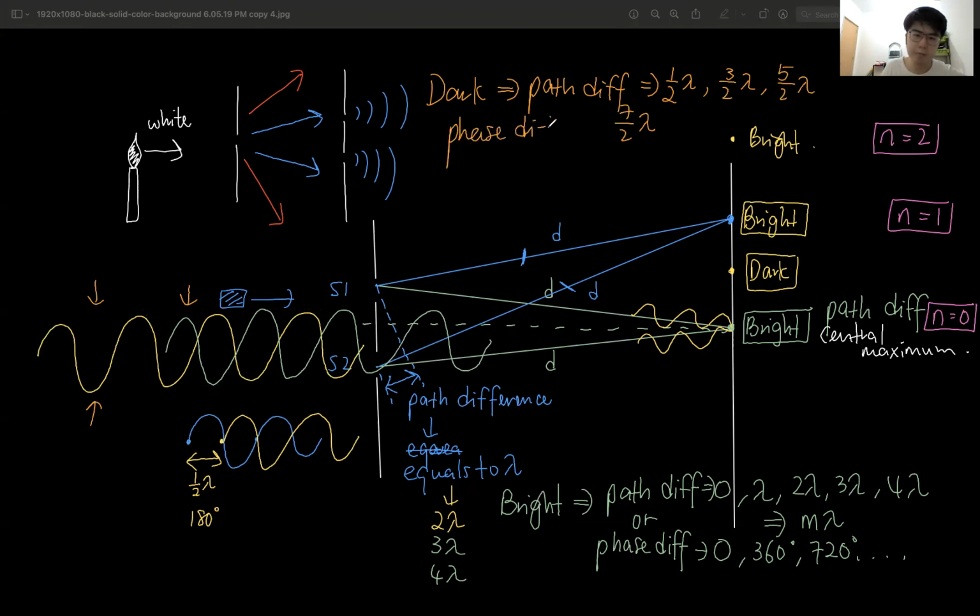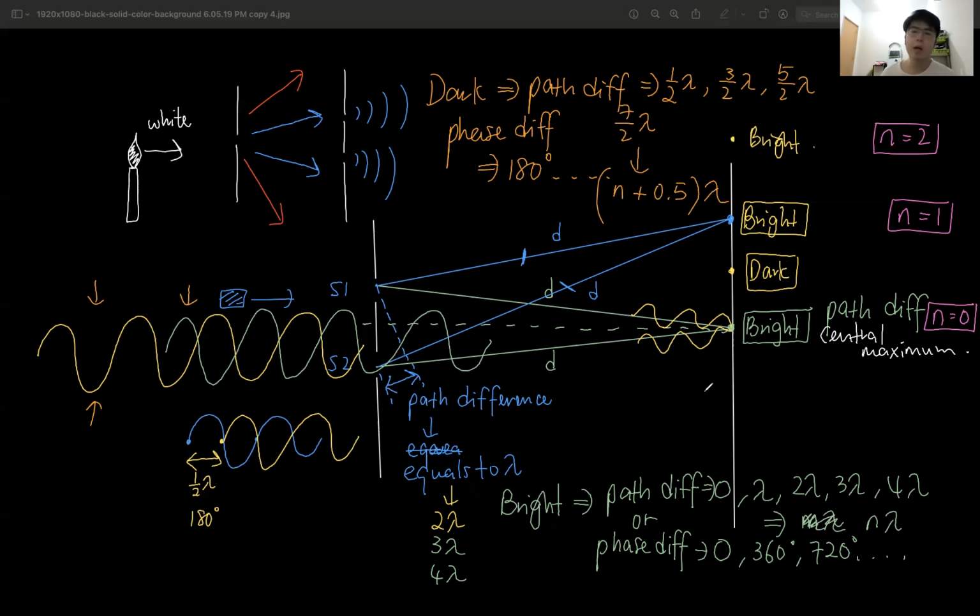Phase difference. You just convert all this into angles. So the phase difference for this one is 180, right? 180, and then you carry on with this one. You just convert it to angles. Now, the pattern for this one, we have m plus 0.5 and then wavelength. Okay, let me change this to n. And this one also, I change this to n lambda.